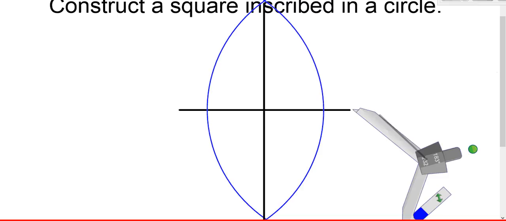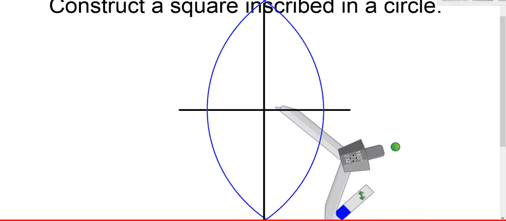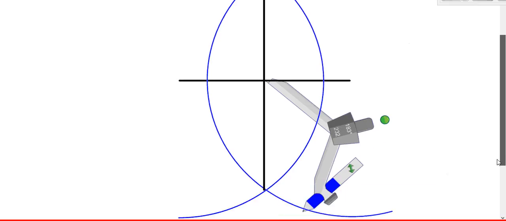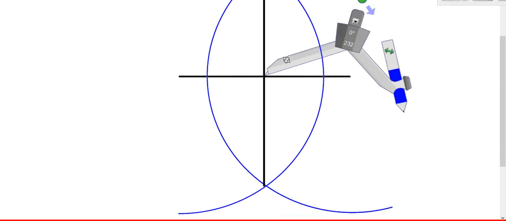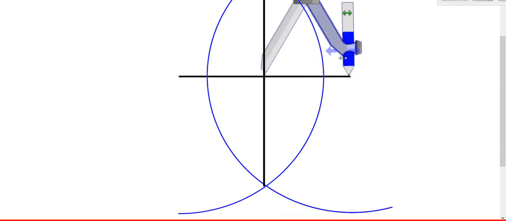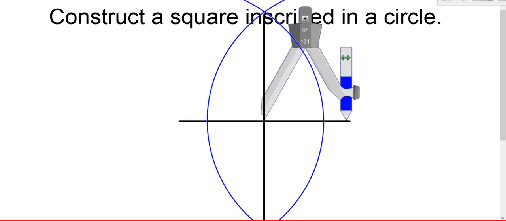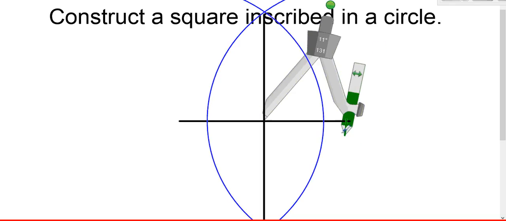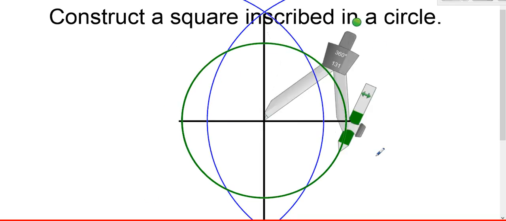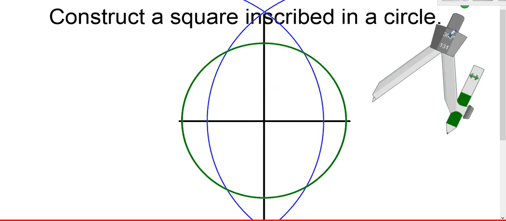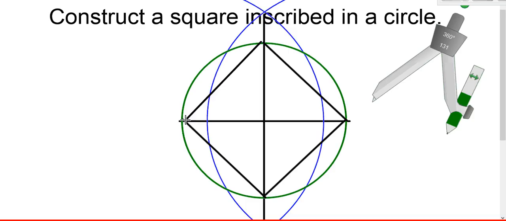Then using that intersection right there, you draw a circle as large as you want. I would choose it to be a little bit small so it fits on here. There's your circle. And to get the square, you just connect these 4 points where it intersected the circle, and that's your square.